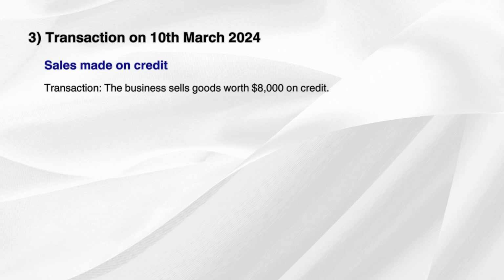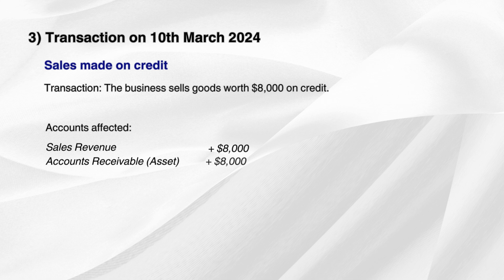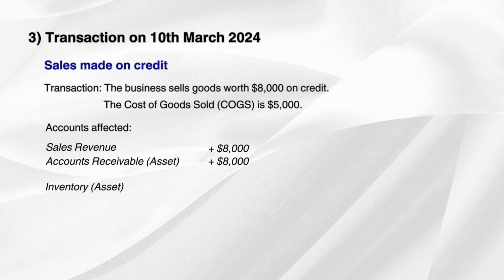Assume the transaction, the business sells goods worth $8,000 on credit. Thus, it will increase sales revenue by $8,000. As the goods are sold on credit, customer's account will be debited. Thus, accounts receivable will increase by $8,000. As the cost of goods sold is $5,000, inventory will reduce by $5,000 and COGS will increase by $5,000.